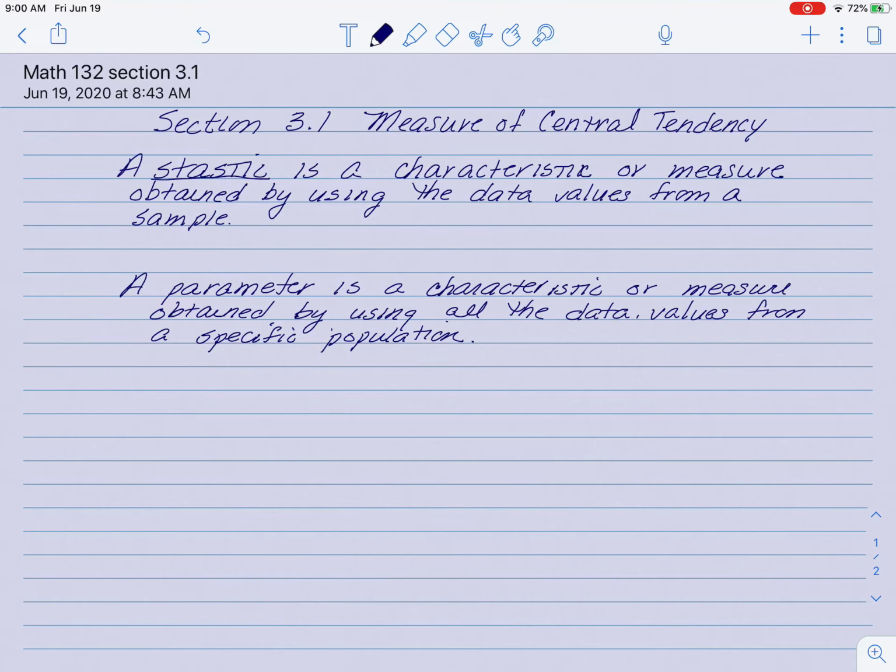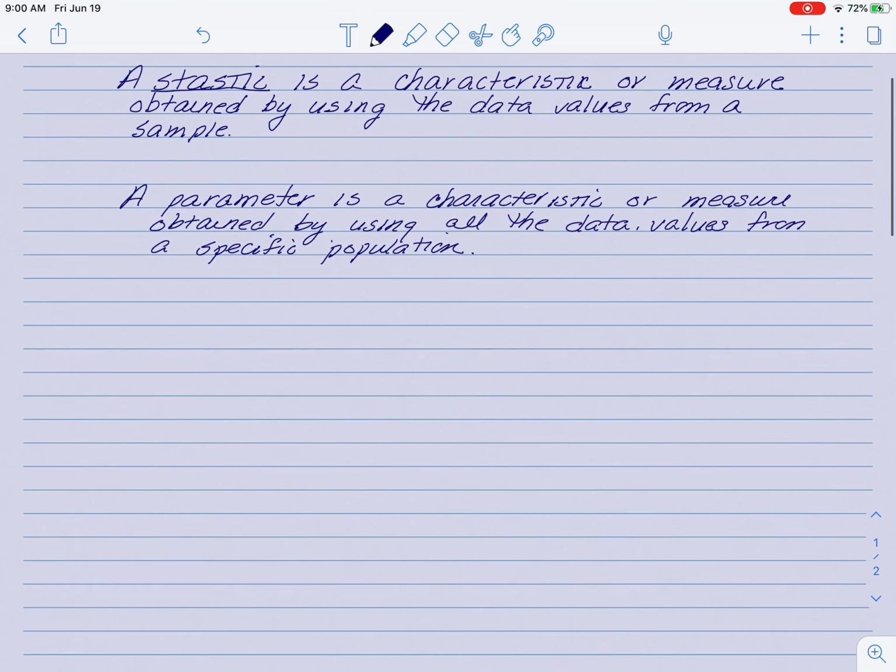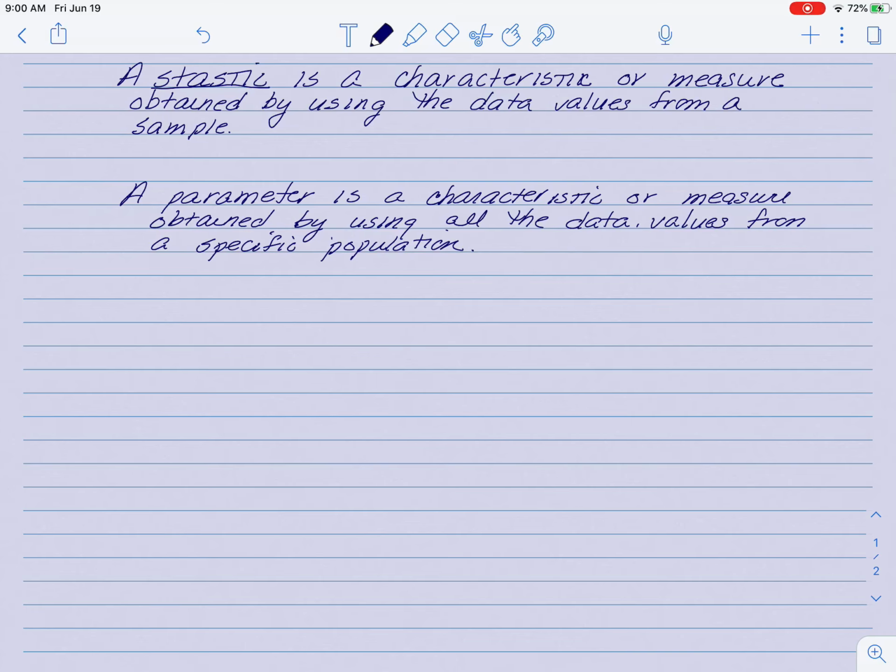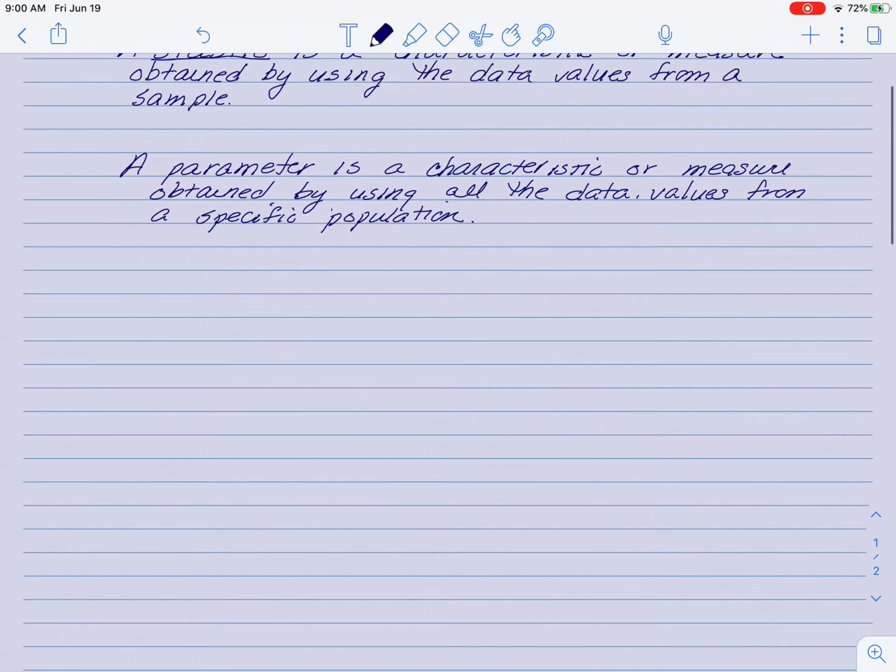Now, whenever possible, when we start calculating statistics and parameters, I don't want you to round your decimal value until the very end if possible. And we'll talk about what the right number of decimal places is for each value as we go along. So the first thing that we're going to talk about with central tendency is the mean value.